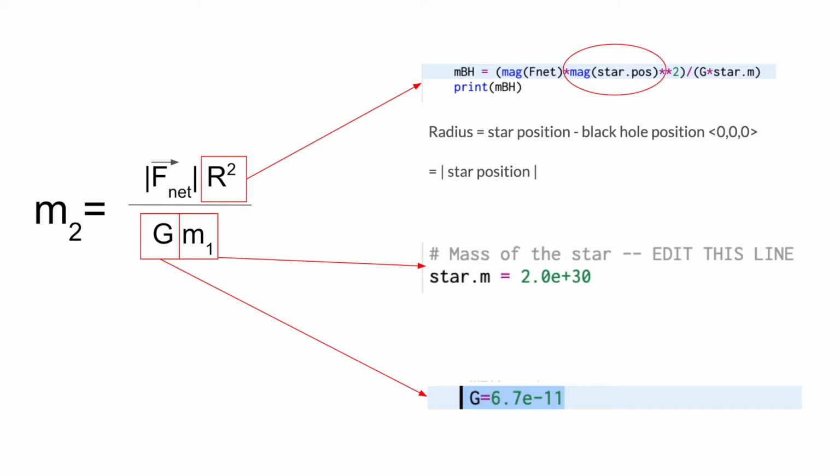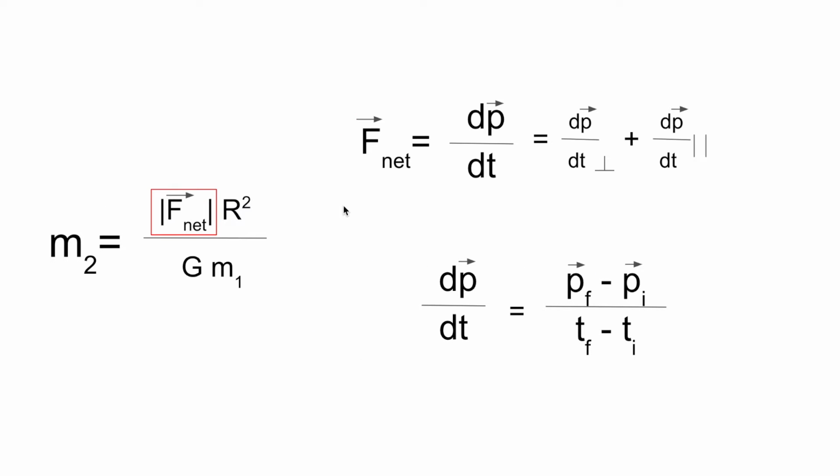The radius component is given by the star's position minus the position of the black hole, whose vector is 0, 0, 0. Thus, in the equation, we remove the black hole position and represent the radius as the magnitude of the star's position. The mass of the star is stated in the problem as 2 times 10 to the 30th kilograms, and G is representative of the gravitational constant 6.7 times 10 to the negative 11. This leaves only the net force portion of the equation.